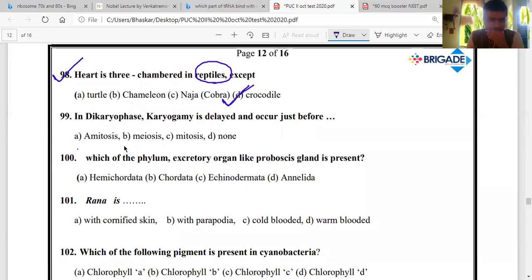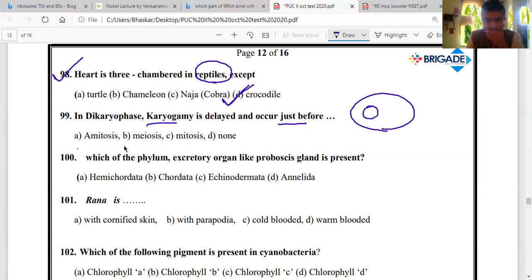In dikaryophase, karyogamy is delayed and occurs just before, in which case? So simply, in the dikaryon phase, there is plasmogamy, like an aggregation of the two nuclei, but they have to fuse before the meiosis. In fungi, you have read about ascomycetes and basidiomycetes. There is a dikaryophase, plasmogamy, etc. And karyogamy means fusion of the nuclei. So now it will form 2n. It is delayed. It is a little bit on hold.